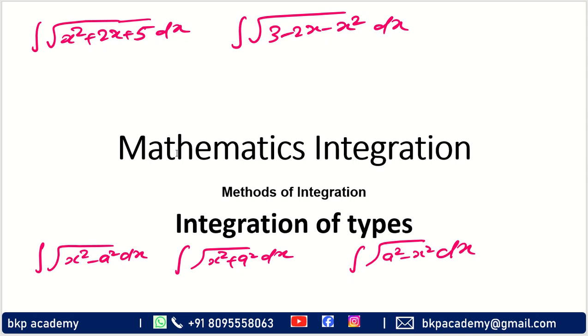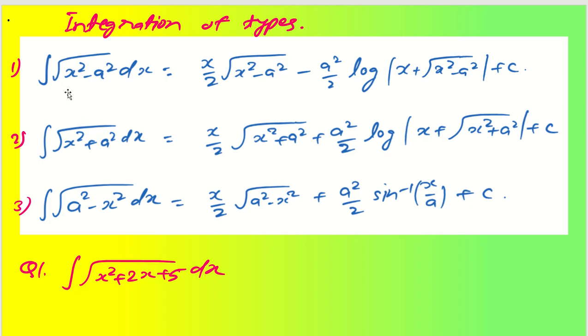Namaskar my dear friends. Let us take some questions based on these particular formulas that we have derived just now. So integration of types like integration of square root of x square minus a square and all these. Hope you remember we had derived these particular formulas in our previous session. Keep these formulas handy because we will be using them to solve this kind of questions. So we'll take few questions based on this.